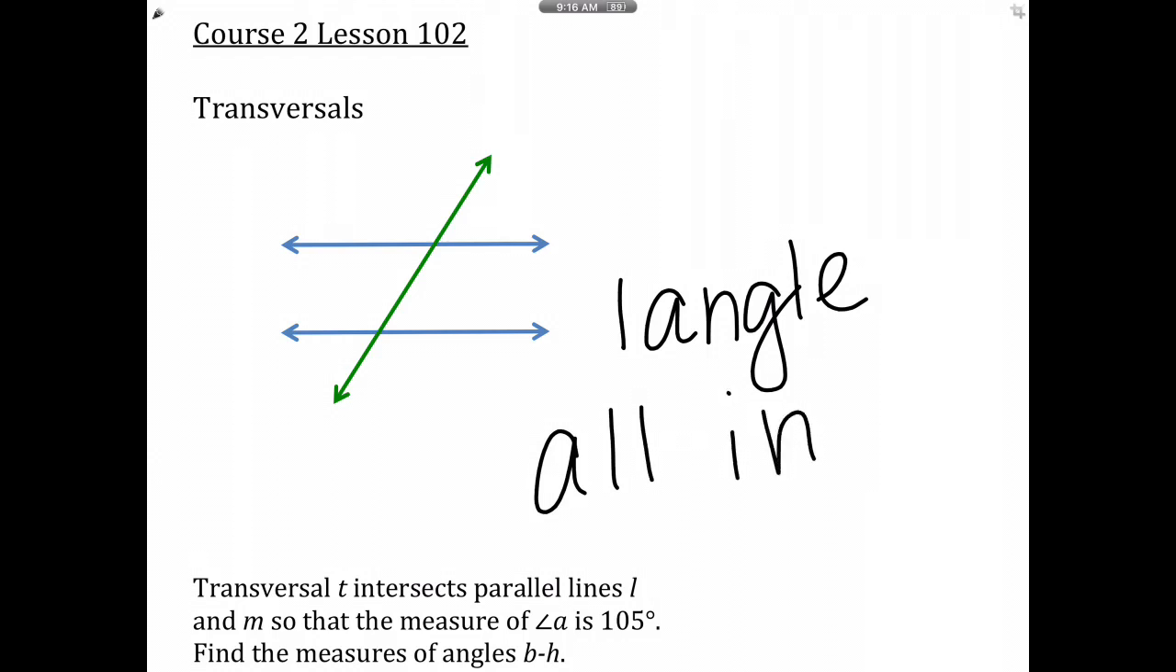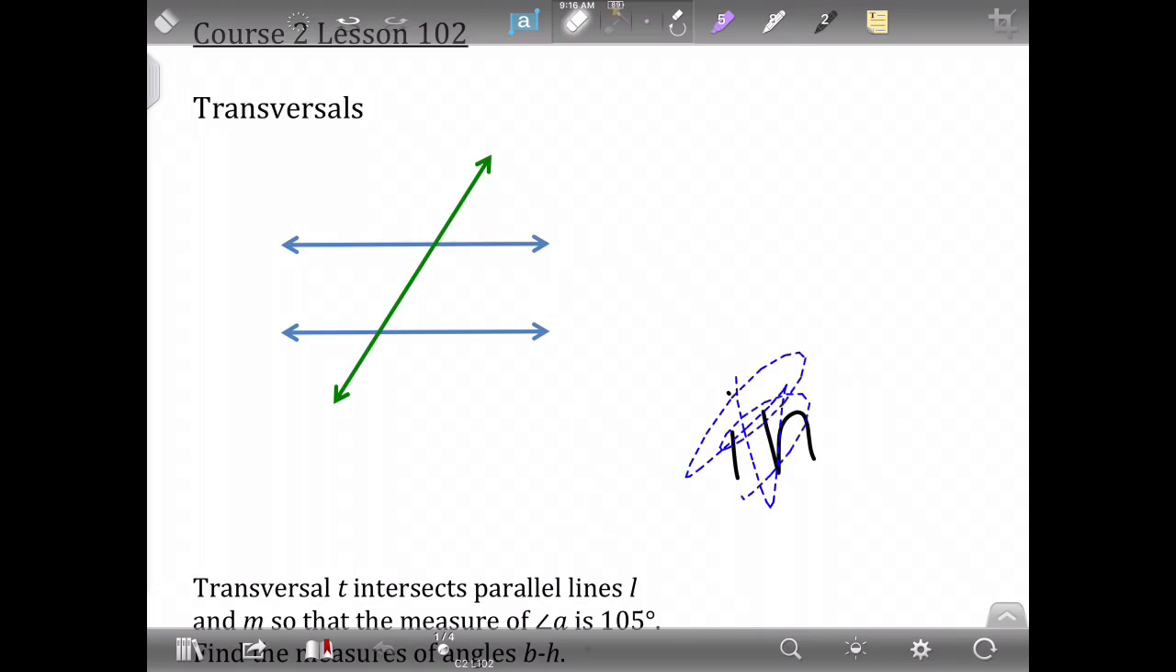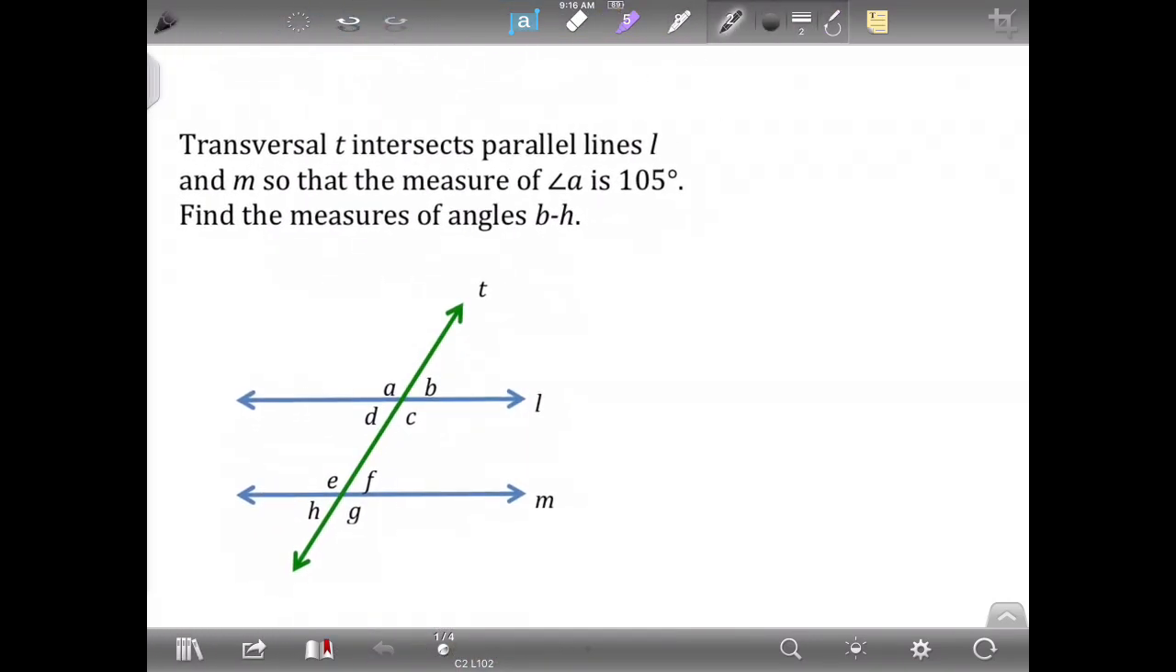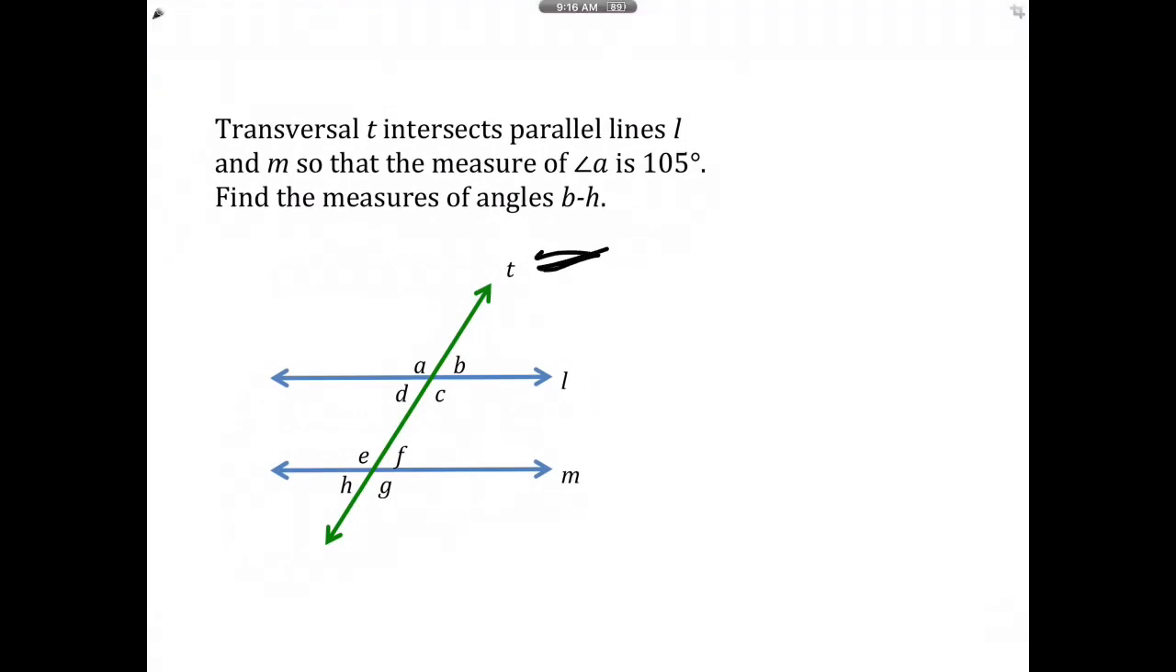Okay, all of the angles. So if you know the measure of one angle, it's just a line that intersects two other lines. For example, transversal T is the line that intersects L and M. So here are the angles. We have 8 angles in each transversal like this, that intersects two lines.